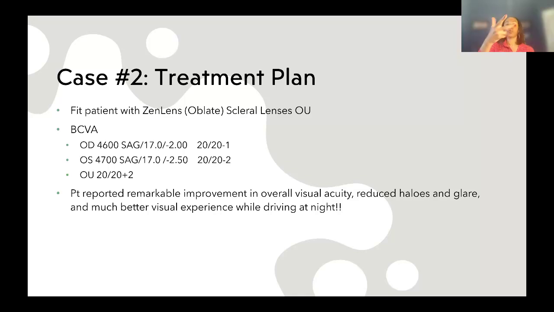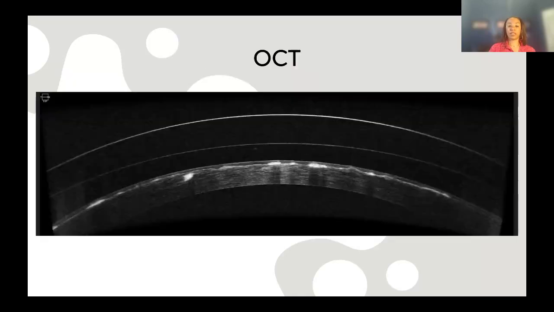Now, I fast forwarded through the fit. This wasn't a one and done sort of scenario. I had to actually fit him, go through a few layers of troubleshooting, but we got him to a point where he was ecstatic. He got his life back. He regained freedom of being able to drive at night and feeling confident and driving his kids around in those dark, windy roads out in the country where he lives.